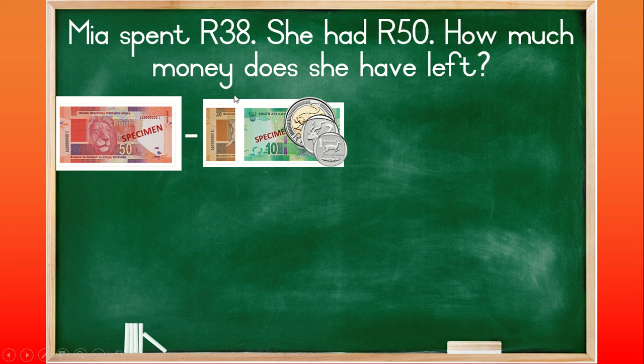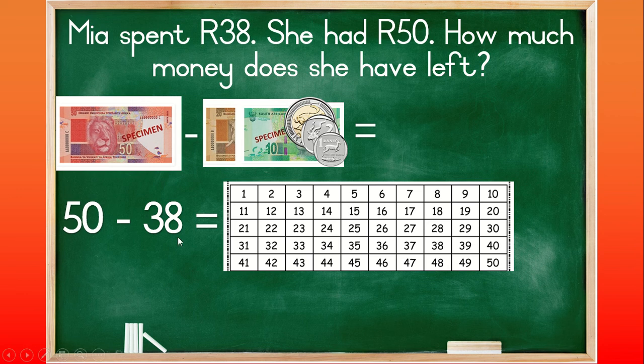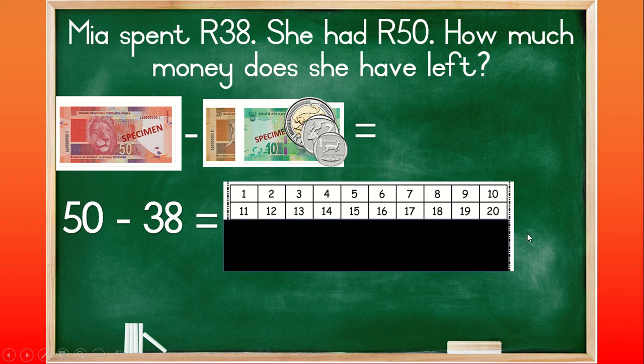So let's say she spent a 20 Rand, a 10 Rand, a 5 Rand, a 2 Rand, and a 1 Rand. So 50 take away 38 equals. Now let's say we make use of our number chart again. We want to take away 38. So let's take away 30 first. So 10, 20, 30. So if I take away 30, I'm left with 20. But I want to take away another 8 as well. Remember the tens and units. 1, 2, 3, 4, 5, 6, 7, 8. If I take away 38, I am left with 12.